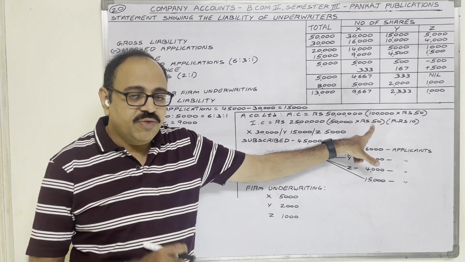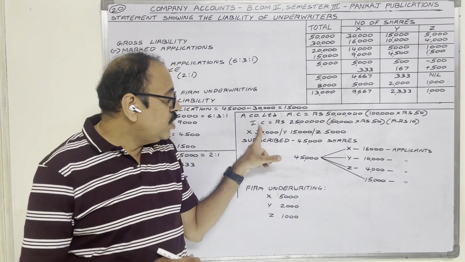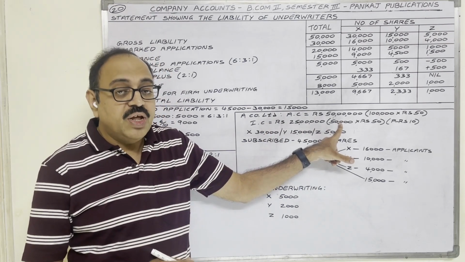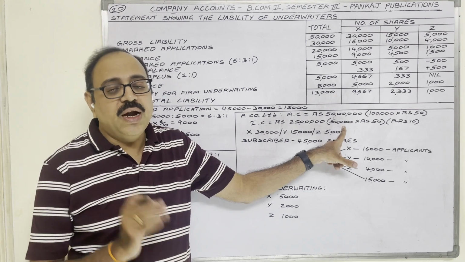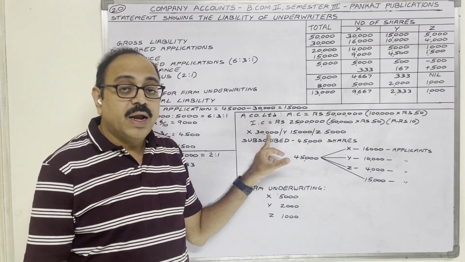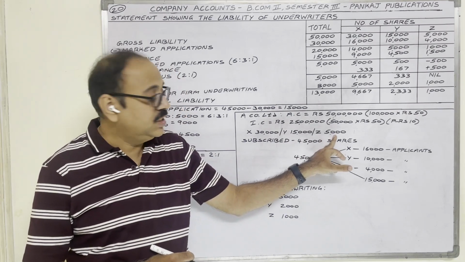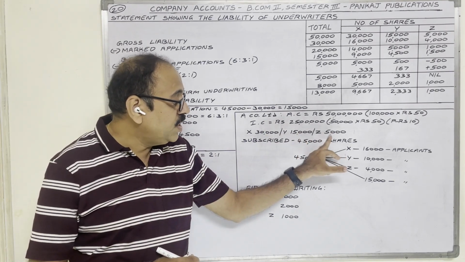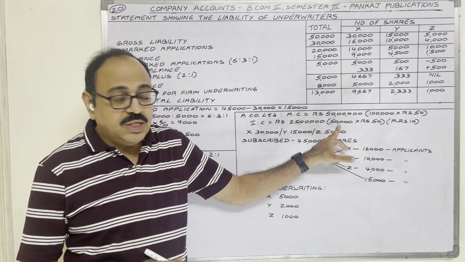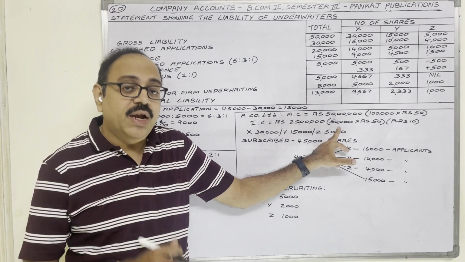Issued capital is 50,000 shares at the rate of 50 rupees only. In previous problems also I have explained that while taking issued capital, we should not consider premium. So issued capital is 25 lakh rupees. The company issued 50,000 shares, and for these there are three underwriters, X, Y and Z. X accepted to underwrite 30,000 shares, Y 15,000 shares, Z 5,000 shares. 30,000 plus 15,000 plus 5,000 is equal to 50,000. So this is known as complete underwriting, meaning for the total issued shares there is an underwriting agreement and there is more than one underwriter.